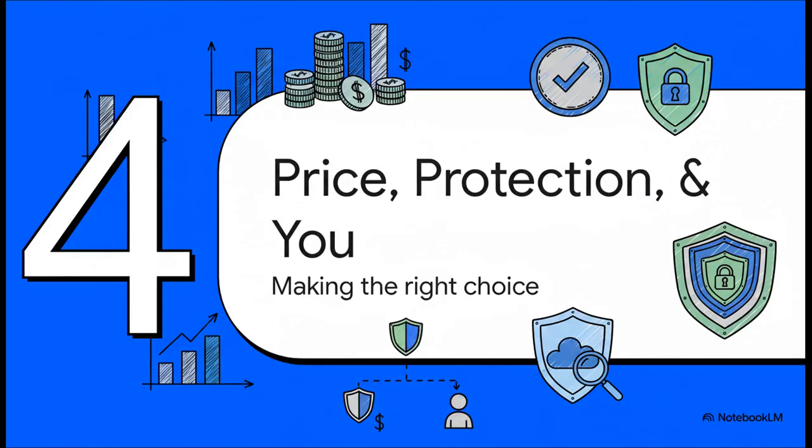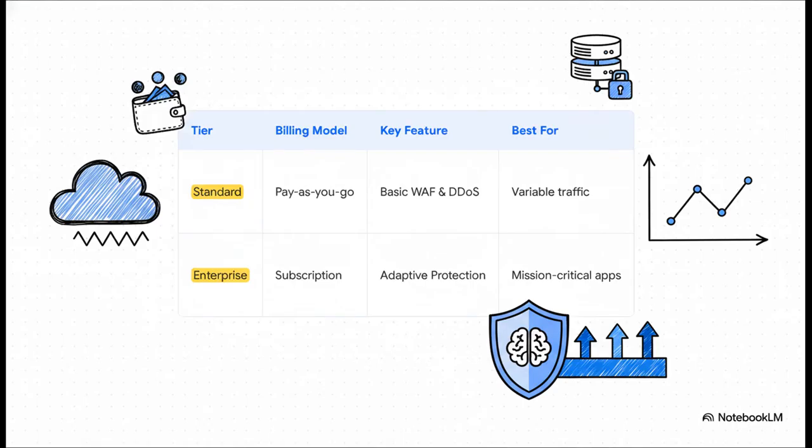All right, let's get to the question that's probably on everyone's mind. What's this all going to cost? And how on earth do you decide which one is right for you? So Cloud Armor basically has two main flavors when it comes to pricing. The standard tier is pay-as-you-go, which is perfect for apps where your traffic is all over the place.